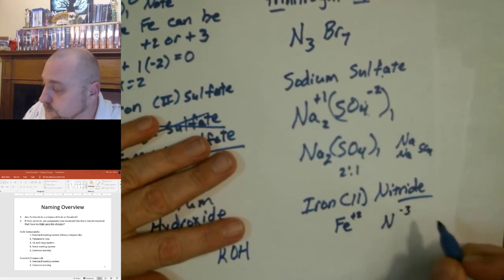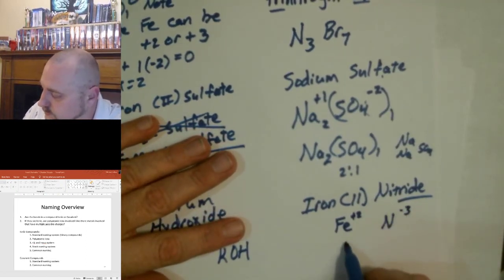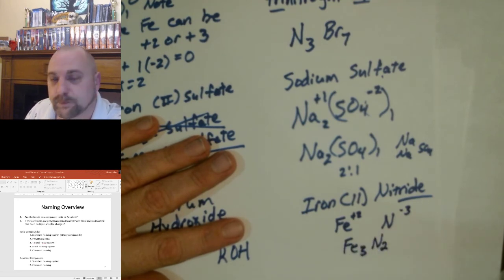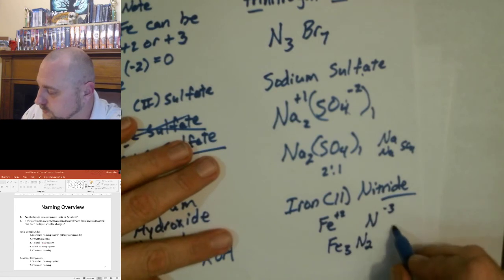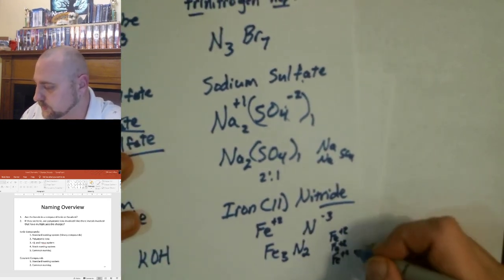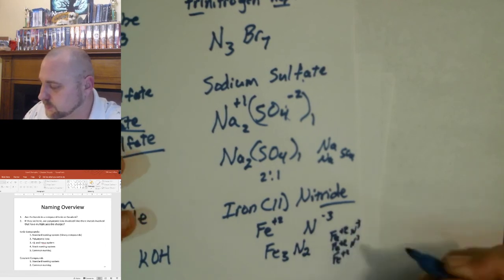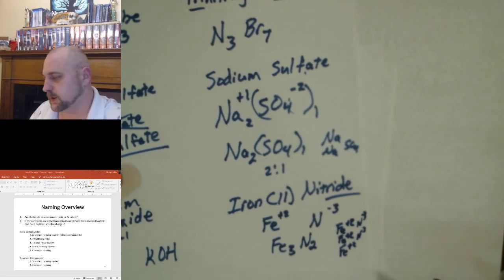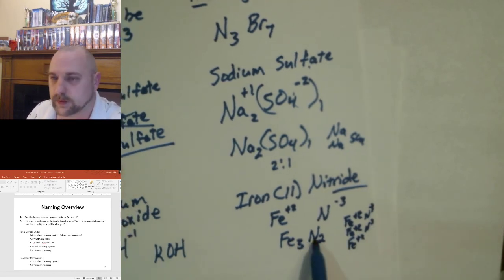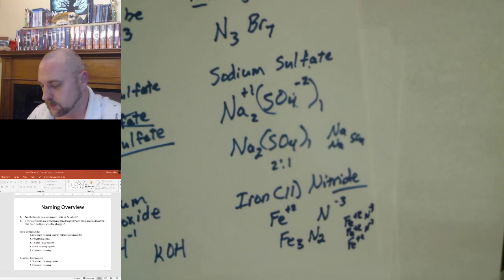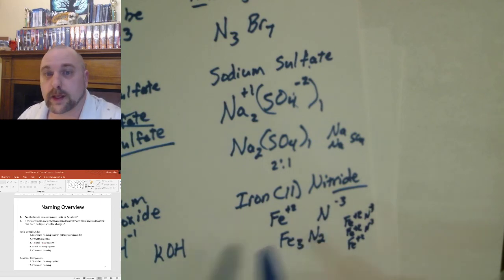So -3 charge there. When I do my crisscross, Fe3N2. And so a nice way of thinking about this is I've got 3 of these plus 2 irons, and 2 N-3s. And so a +6 and a -6, that cancels out. So Fe3N2. And so that's good practice for our naming.